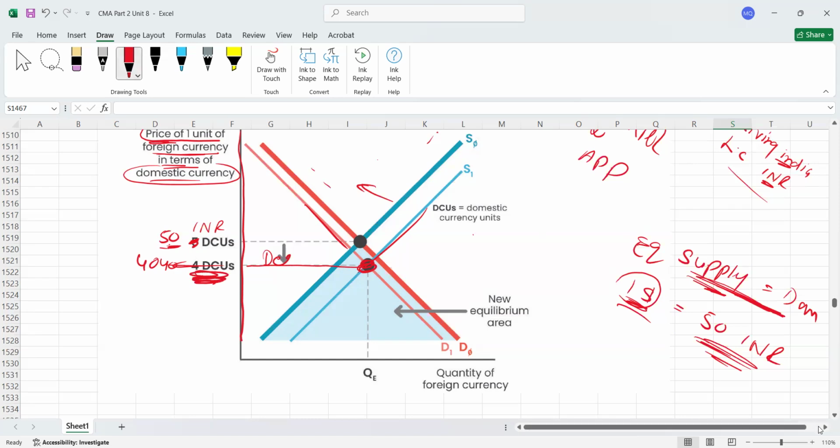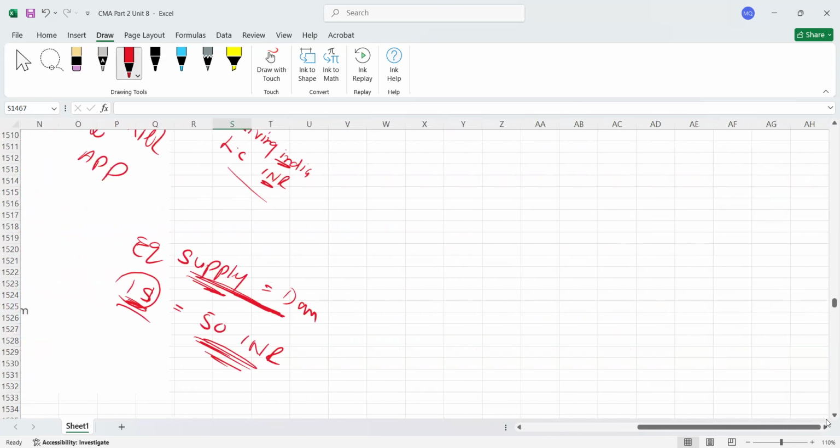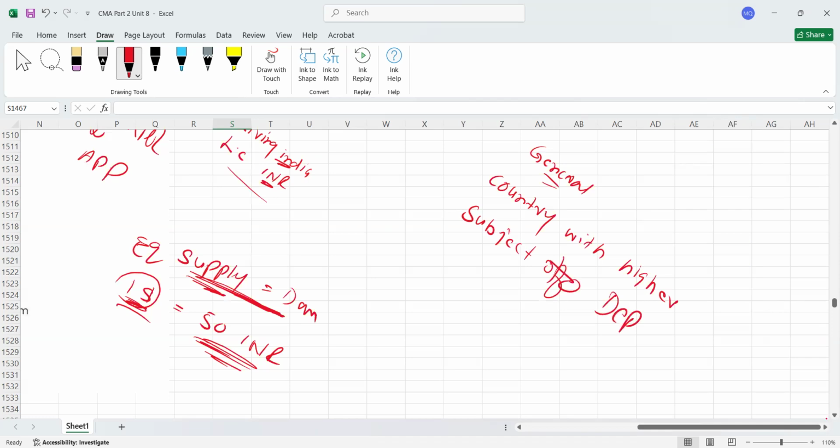So in simple words, I can summarize now. This is the general statement which will help you to solve questions. The general statement is that the country with higher inflation is always subject to depreciation of its currency. For example, here in the US inflation was there, so the USA currency will depreciate. If in India inflation is more, obviously the Indian currency will depreciate. But in my example, we zoomed in on buying goods from the USA, where there is more inflation, so the US dollar will depreciate.